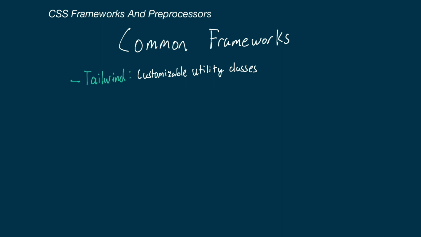Now first, let's take a look at some of the most common frameworks. Again, we won't be diving deep into the implementation of these frameworks. The purpose of this video will simply be to understand the high-level differences between them. Okay, so first up is Tailwind, and this is a framework that provides some customizable utility classes that we can use in our HTML that give us pre-made CSS.